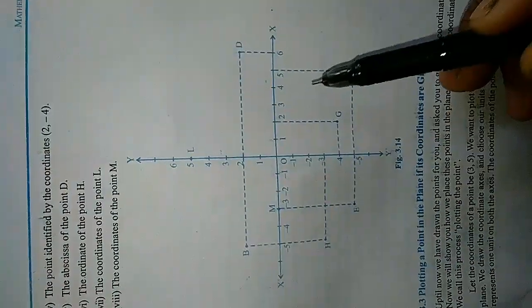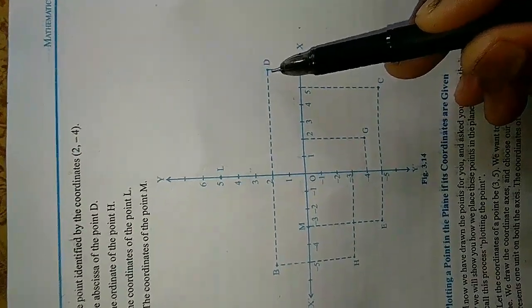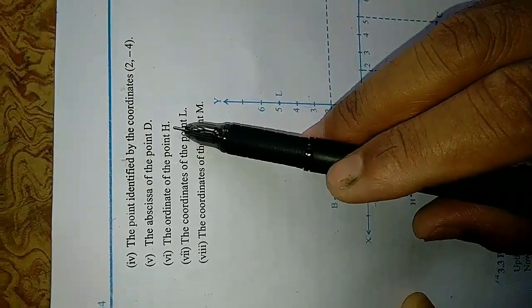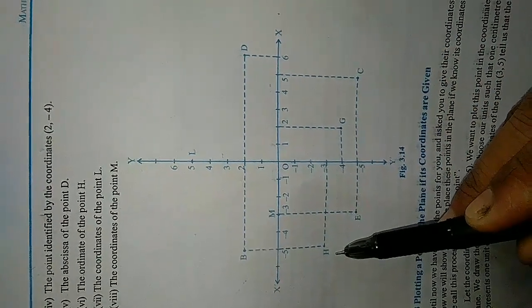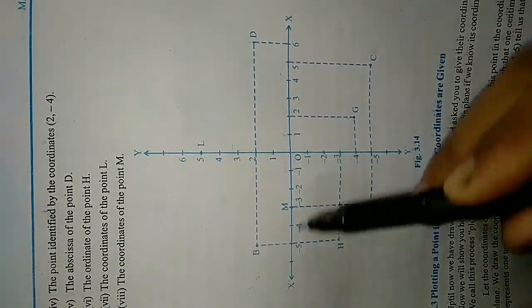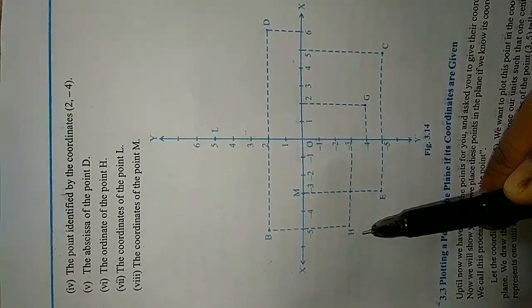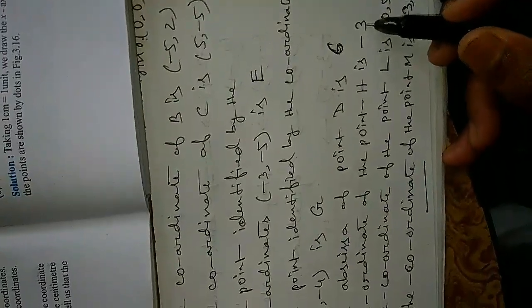Then the abscissa of the point D. Abscissa means your x value. So D coordinate is 6 and upper side 2, that is 6, 2, x value 6. So the abscissa of the point D is 6. Then number 6, the ordinate of the point H. Ordinate means y value. H is here in the third quadrant, negative, negative. So x value -5, then downside y value -3. So the ordinate of the point H is -3.